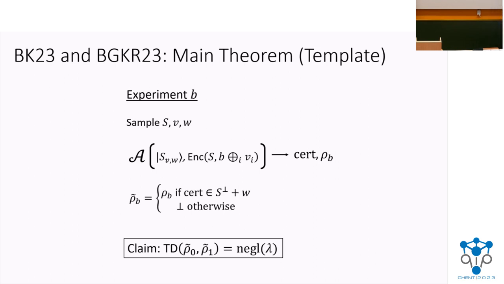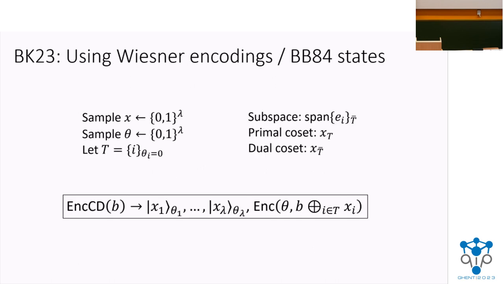Right. I'll mention that in the specific case of this first work I'm talking about, BK23, we're going to use a special case of subspace coset states called Wiesner encodings, or BB84 states, which are just where the subspace is spanned by standard basis vectors. This is useful because they're very practical. They reduce to just single unentangled qubits, leading to very practical schemes.